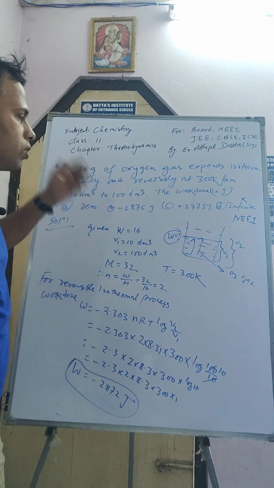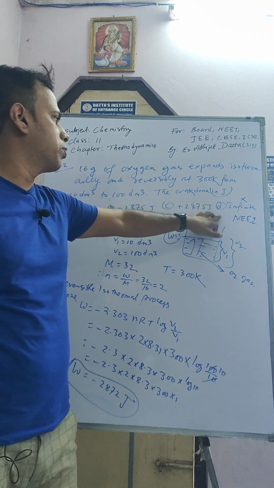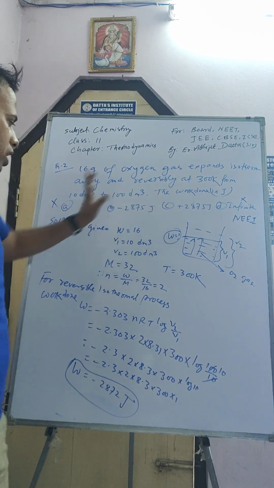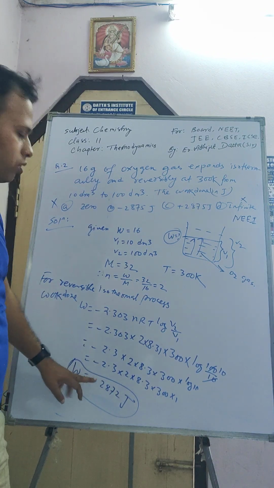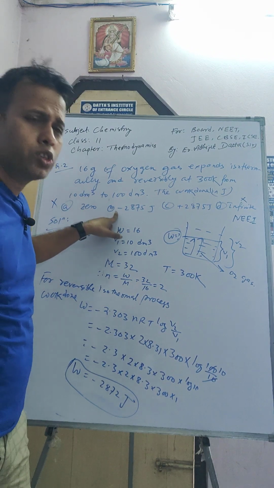Okay. In an isothermal process, there should be work done. 0 will not be there and D will not be there. So we have to find out which option is correct between B and C. So here minus is there. So since minus is there, this option is automatically correct.